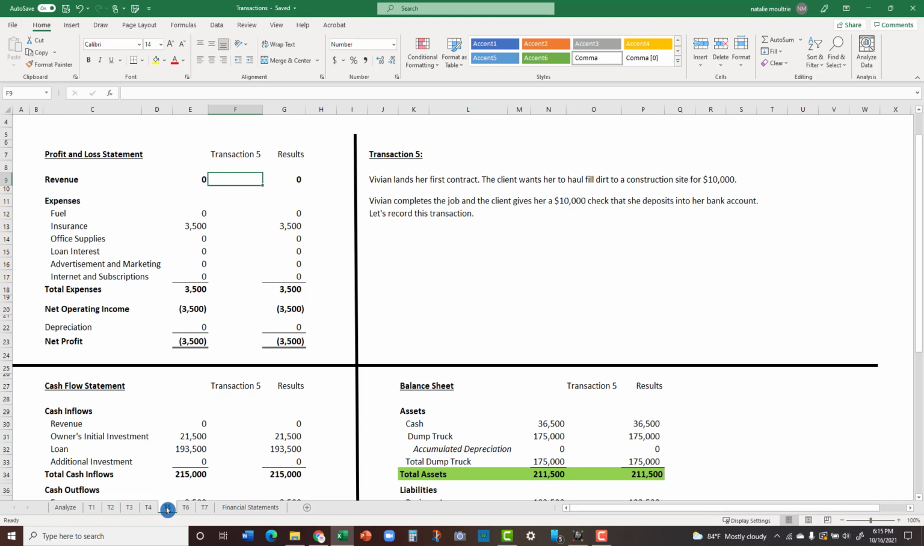Vivian lands her first contract. The client wants her to haul dirt to a construction site for $10,000. Vivian completes the job and the client gives her a $10,000 check that she deposits into her bank account. So how does this impact our financial statements? So let's record this transaction. First of all, it will impact our profit and loss statement because we received revenue from our customers. So we're going to put $10,000 here in our revenue section.